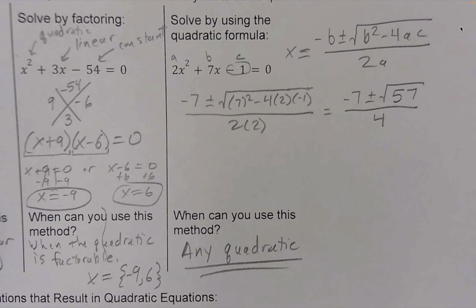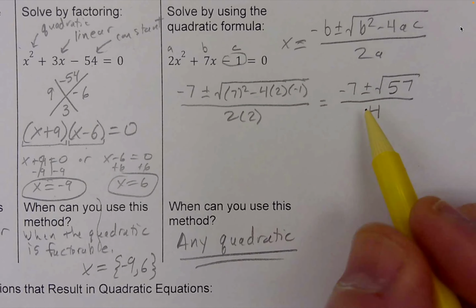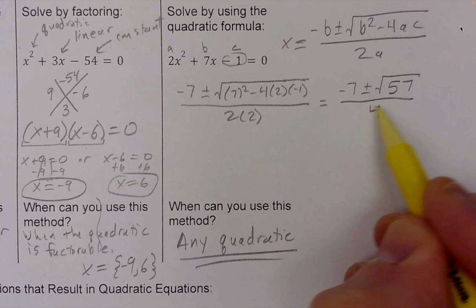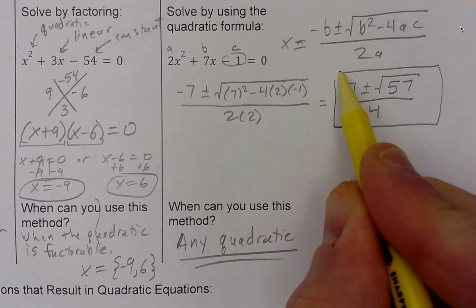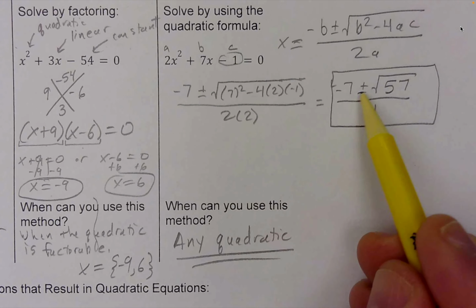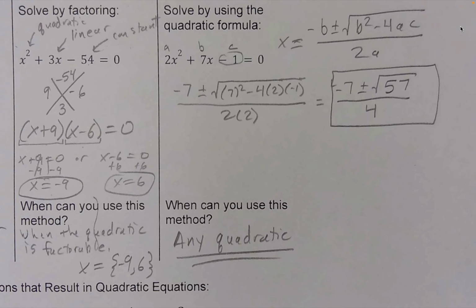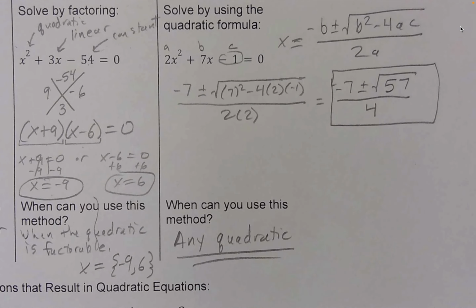You would want to do any reducing if you can. I think maybe 57 is divisible by 19, but that's not a perfect square anyway. So there's no perfect squares that go into 57, so that's it. These are actually 2 answers. Usually, remember, you do get 2 answers with quadratics, not always. So negative 7 plus square root of 57 over 4 is one answer, negative 7 minus square root of 57 over 4 is the other answer. Okay, so that's a little review of how to solve quadratics.